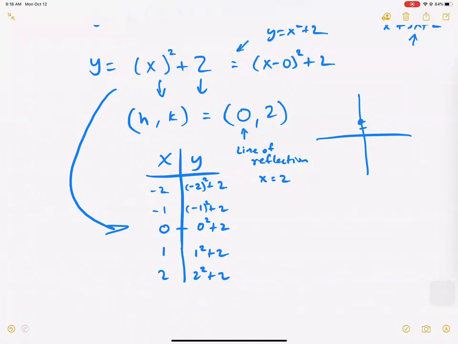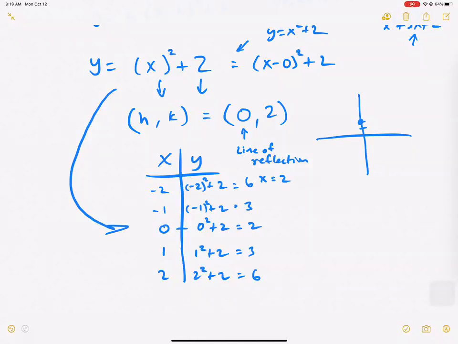You could plug in 0 here, and then 1, and then 2, and then you just run out of space. So just create a quick table. 0 squared is 0, plus 2 is 2. 1 squared is 1, plus 2 is 3. 2 squared is 4, plus 2 is 6. And going the other way, it's just going to repeat the same numbers.